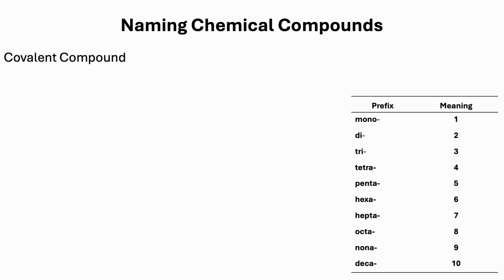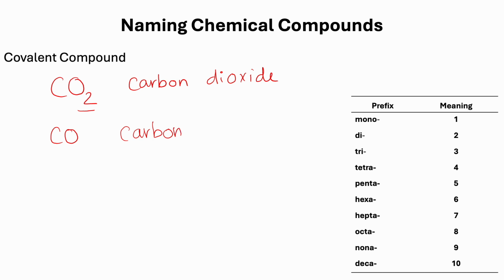Let's look at some examples like CO2. So you have one carbon, the name is carbon. We do not use mono at the beginning. And there are two oxygens, so it's dioxide. And then another example, CO. Now there are only one carbon and one oxygen. For the first one we write carbon, do not use mono. But for the second one there is only one oxygen, so we use mono and it is monoxide.